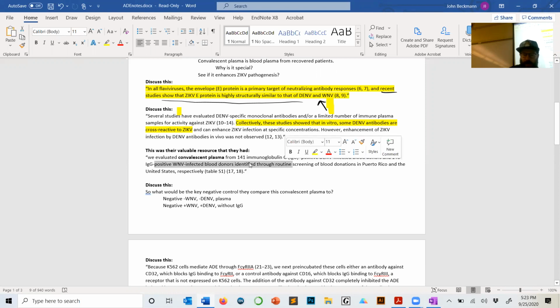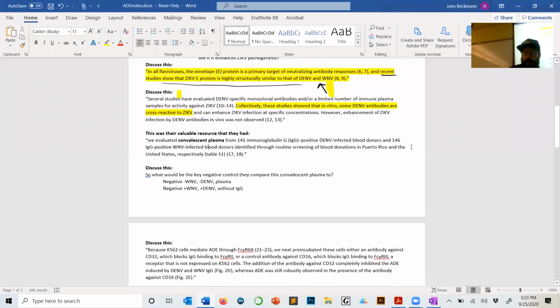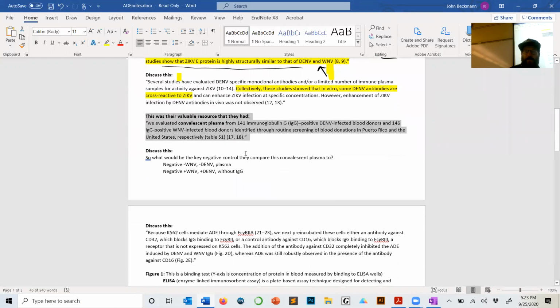Okay, so they got not thousands. That was incorrect, but about 150 people who had been infected with dengue and about 150 people who had been infected with West Nile virus. And they got those from blood donations in Puerto Rico and the United States. Okay, so they have this valuable resource, which is this special plasma.